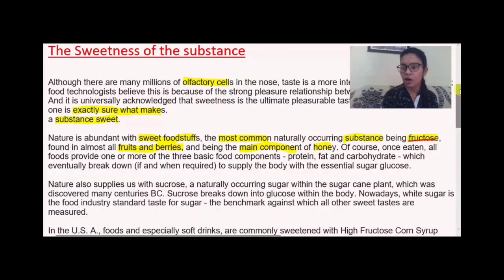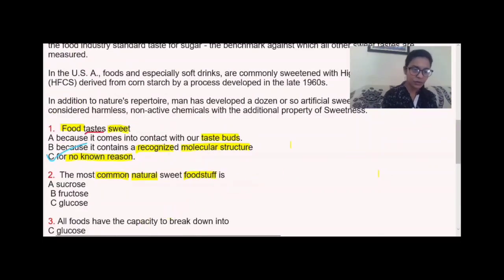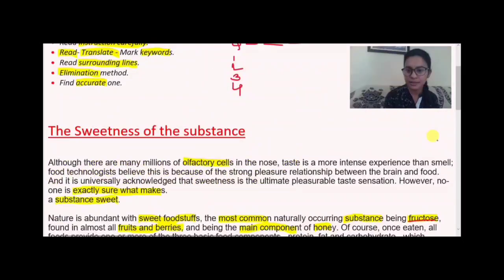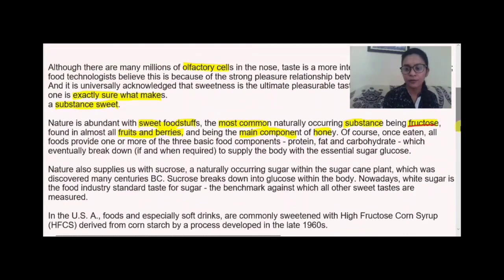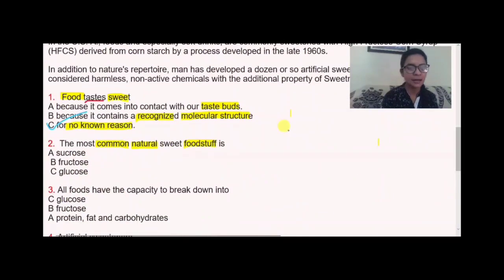Okay, what are the options giving you? Sucrose, fructose, and glucose. Glucose is a molecule which we can get after the breakdown of sucrose and fructose, and here they are talking about fructose, which is most commonly found in all of the natural fruits, berries, and naturally present in honey. So fructose is our correct answer. Now B is our correct answer.